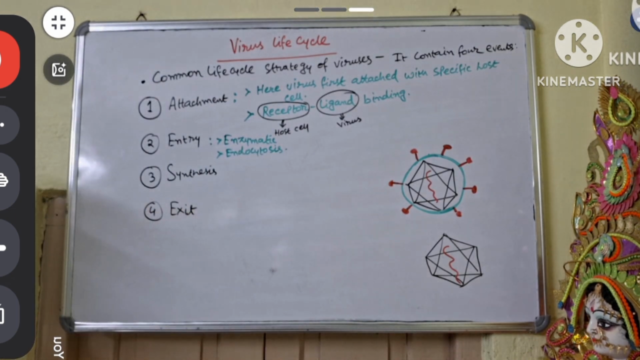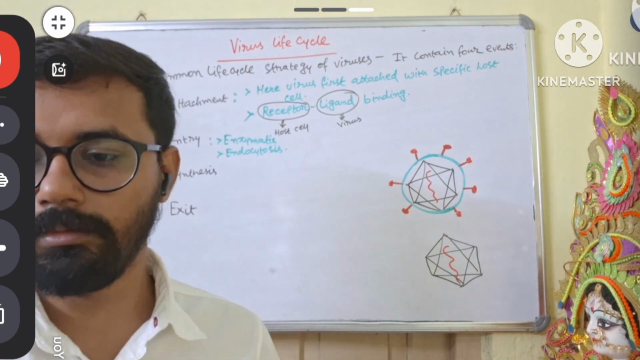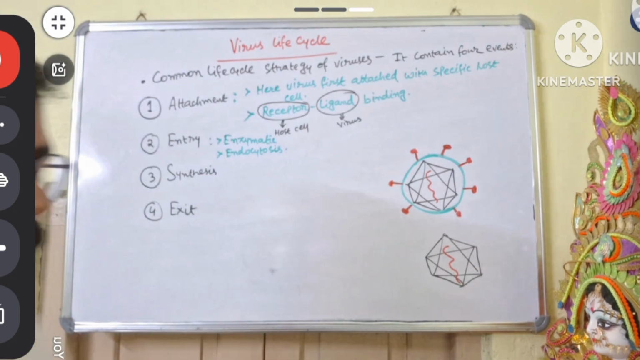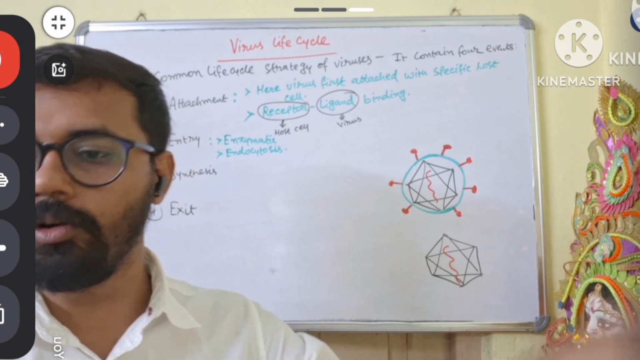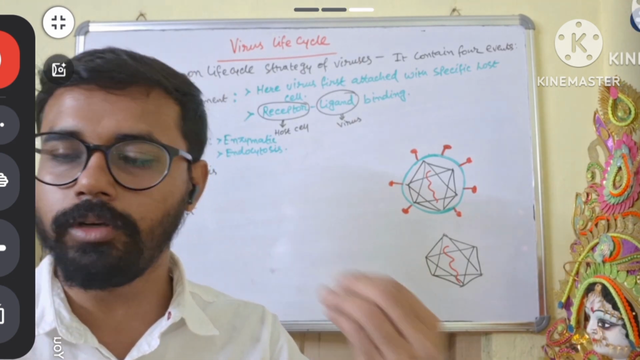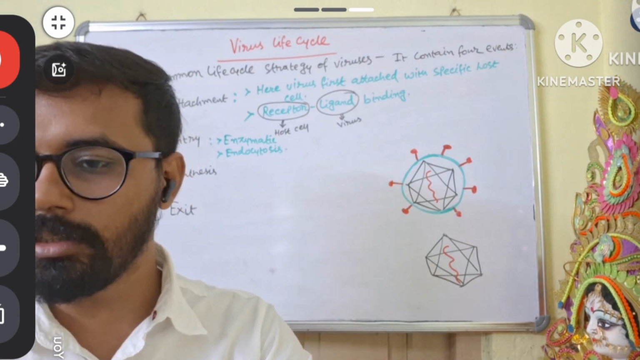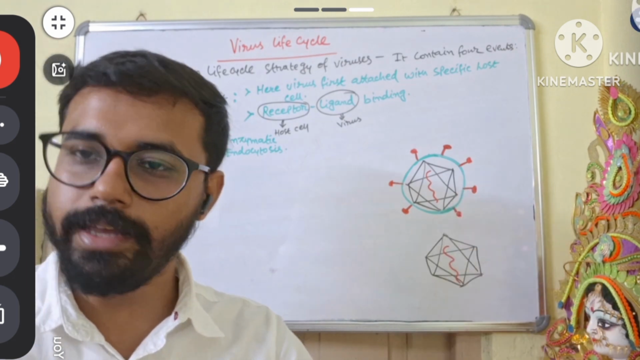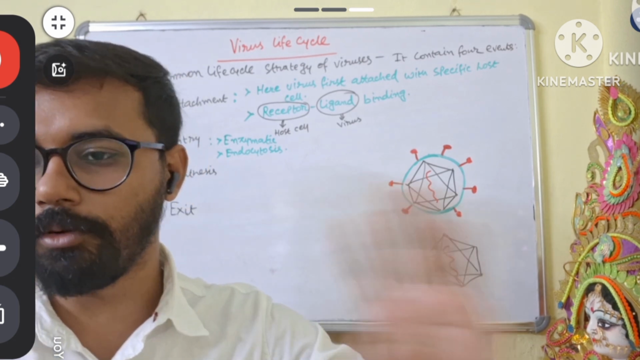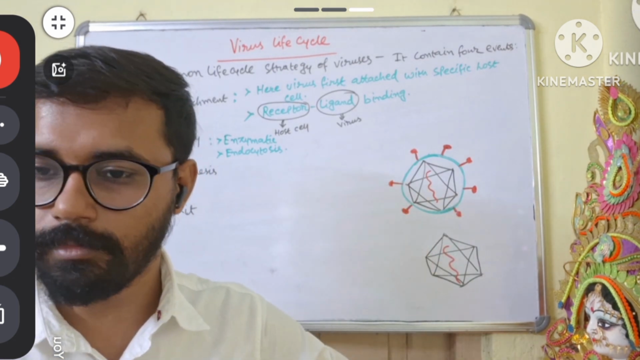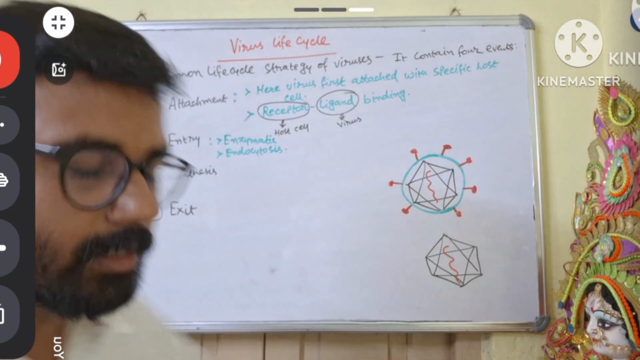After entering the host cell, the host cell mechanism is totally captured. Clear? The virus starts to synthesize its own DNA, own RNA, and own protein, and stops the synthesis of the host. By utilizing the host mechanism, it synthesizes its own DNA, RNA, and protein, not the host's. That's the capturing process, and this process is called synthesis, event number 3, synthesis.